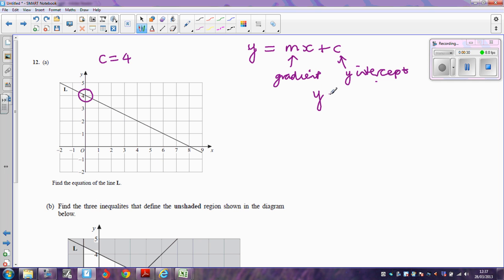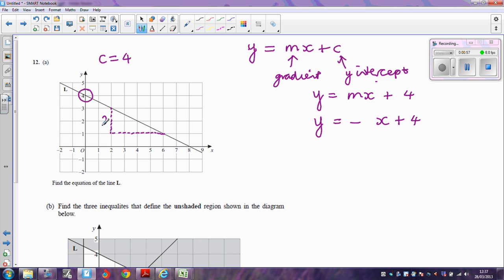So I now know that my equation is y equals mx plus 4. The next thing I need to do is find the gradient. So this line I can see has a negative gradient, so it's y equals minus something x plus 4. And to find the gradient, I draw a right-angled triangle underneath the line so that I've got a whole number of squares. Let's do it here, say, and then across.